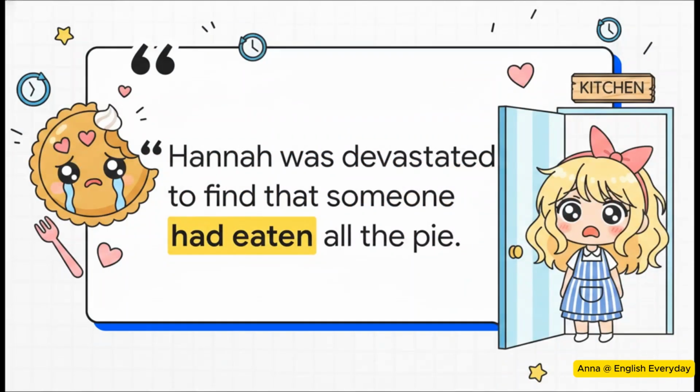And this brilliantly illustrates how native speakers use this tense to actually build narrative tension. Hannah went into the kitchen and was devastated to find that someone had eaten all the pie. We're experiencing the story right through Hannah's eyes. First, she goes in. Then, we step backward in time to reveal the absolute tragedy. The pie had been eaten. It establishes the exact order of discovery perfectly.